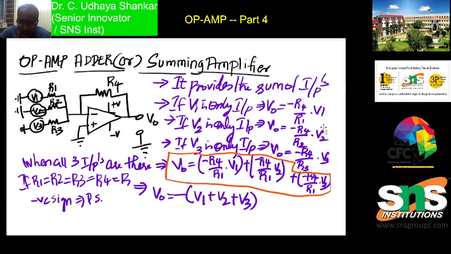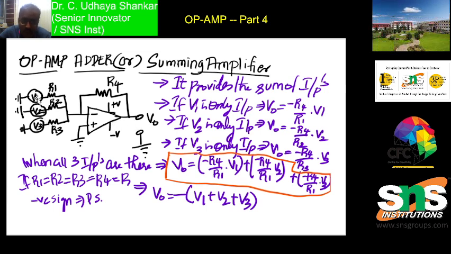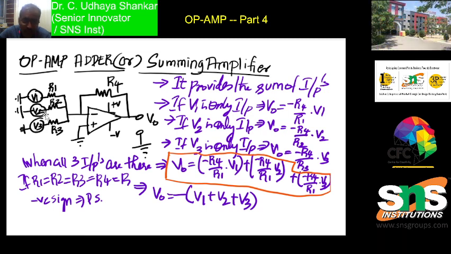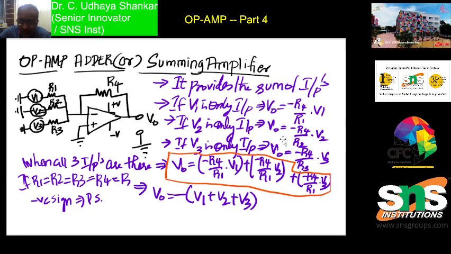Okay, please understand. Next, for example, if I am having only V2, and V1 and V3 are made 0 or switched off. You can understand that let us have only V2. Then what happens? The output voltage will be equal to minus R4 by R2 into V2. So that's what is given over here, R4 by R2 into V2.